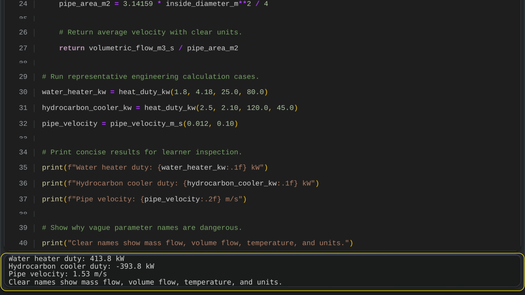The main lesson is to use clear parameter names and consistent units, so mass flow, volume flow, temperature, and related values are not confused.